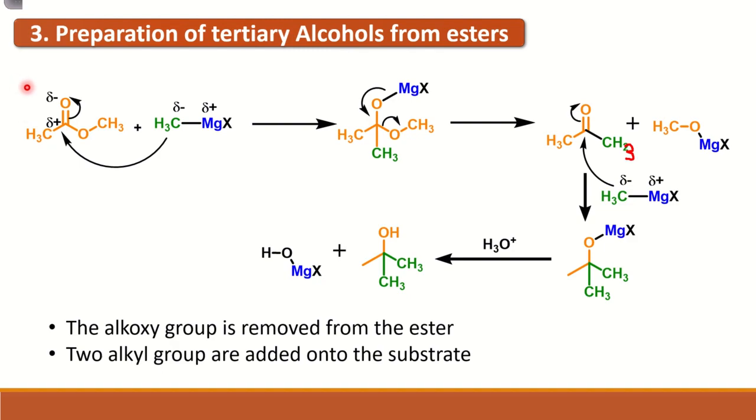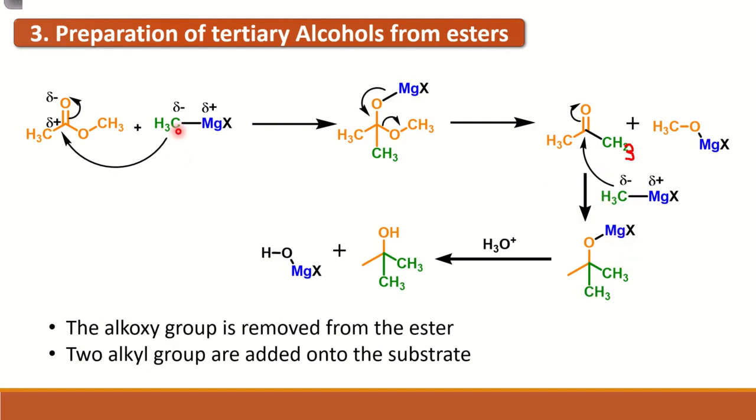So here you are getting that an ester on treatment with a Grignard reagent produces a ketone, and we know a ketone on reaction with a Grignard reagent automatically produces a tertiary alcohol. So finally from the ester we end up with a tertiary alcohol, and this ketone is the intermediate formed during the reaction. The two important points: the alkoxy group is removed from the ester. This alkoxy group, CH3O negative, is removed in the form of CH3O-MgX, and the two alkyl groups are added onto the substrate. These two green CH3 you can see here, one CH3 green and the other one here.